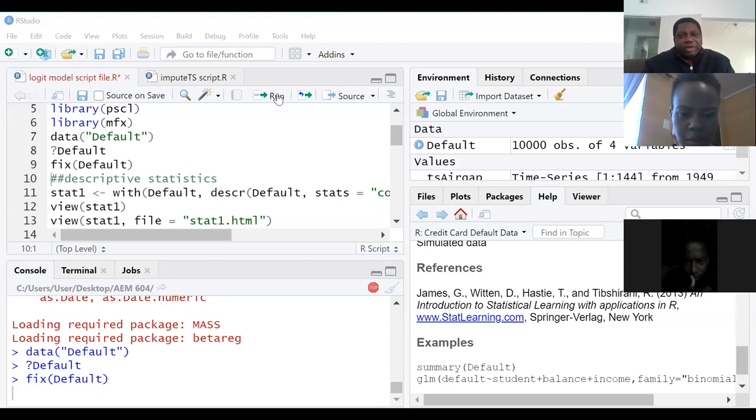So now you have default, yes or no, whether I default on my credit card or I don't default. Here is whether I'm a student or I am not a student. This balance is the balance on my credit card, and this is my income. Our interest is to use student, balance and income, for instance, to find out whether I'm going to default or not. And this is very, very important.